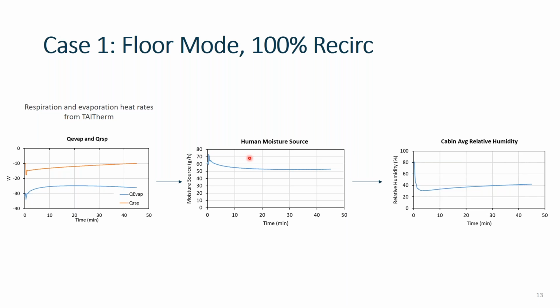So a single adult can output anywhere between 20 to 200 grams per hour of moisture into the cabin. We can take this human moisture source and we're tracking that in our 1D cabin in GT, and of course, calculate a cabin average relative humidity over time. And we'll use that to perform our fogging and condensation analysis.